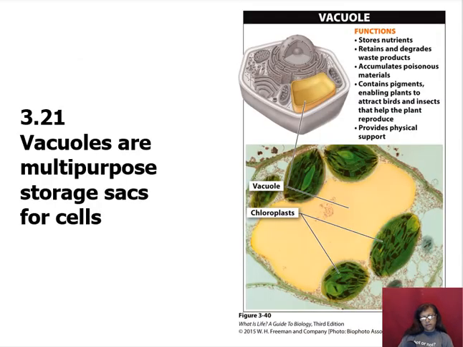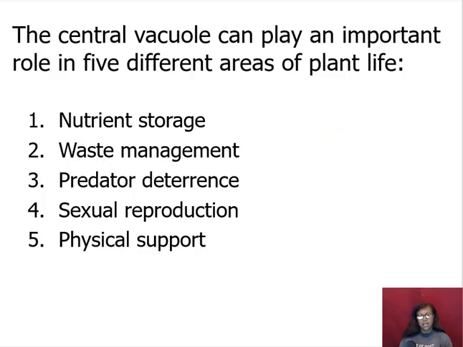Here we are just going over the vacuoles that we already talked about. These are multi-purpose storage sacks for cells where things are stored inside vacuoles. Both plants and animal cells have them. In plants, they can have something called a central vacuole that you can easily see under a microscope. And the central vacuole can actually play an important role in 5 different areas of plant life.